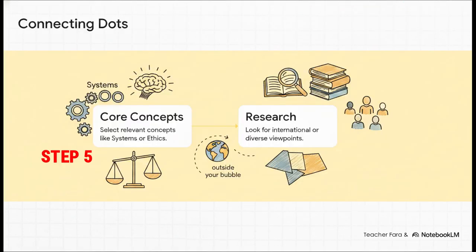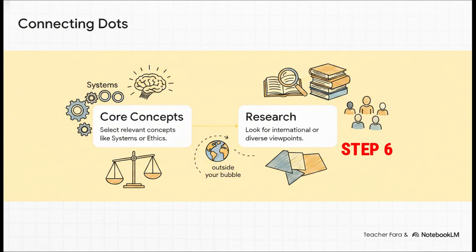In step 5, we determine our core concepts. This just means picking 1 or 2 overarching themes to frame the whole scenario. Things like systems, values, or ethics. Next up is step 6, identifying further research. The entire goal here is to literally break out of your algorithm's bubble.